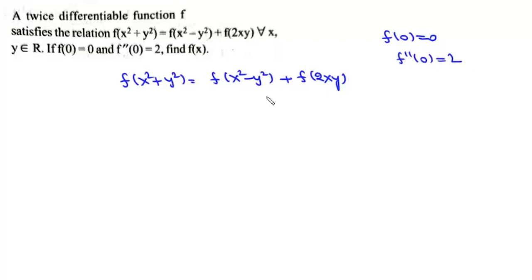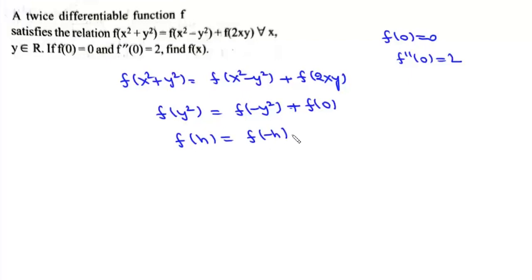Now if we put x as 0, then we can write f(y square) is equal to f(minus y square) plus f(0), and f(0) is 0. So from here we can say f(h) is equal to f(minus h). And since this function is differentiable, it will be equal to f(0), which is 0.